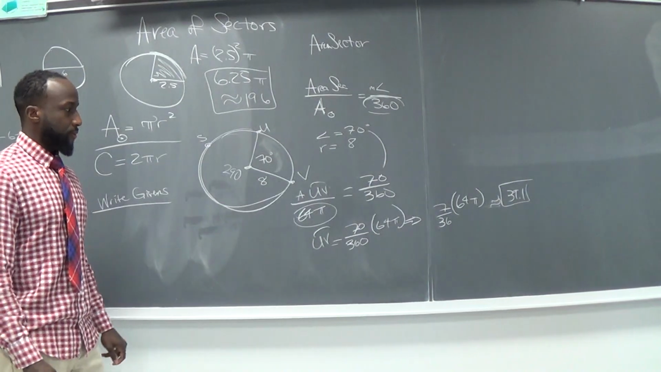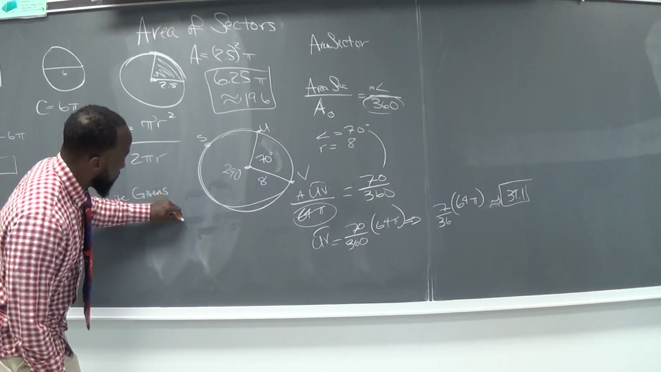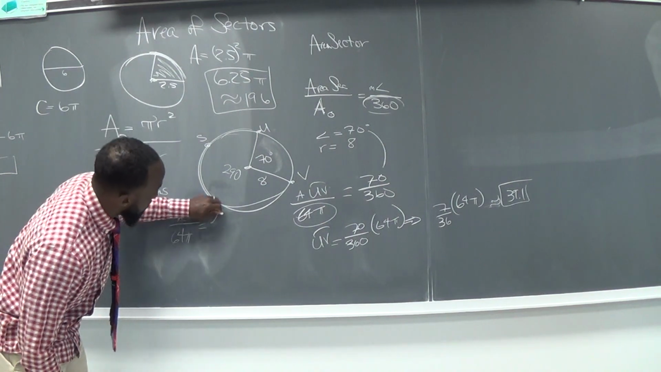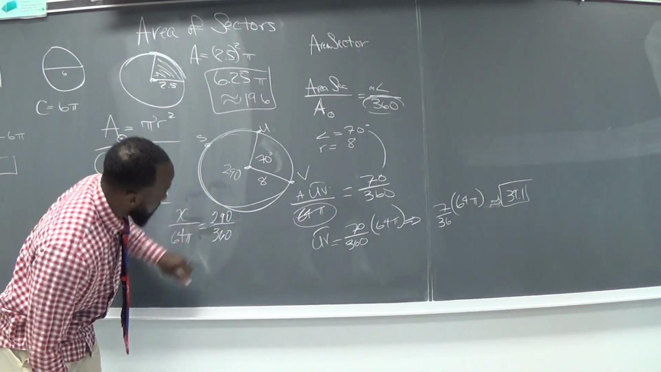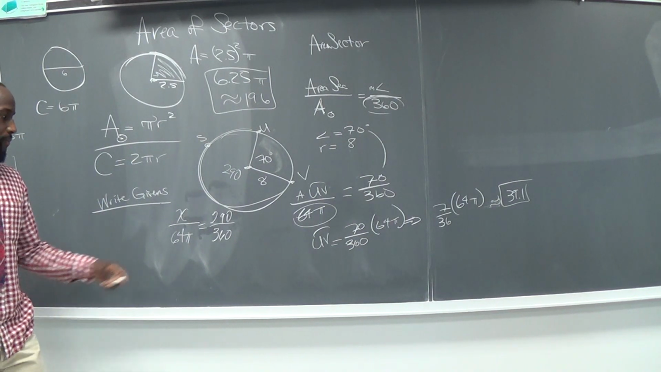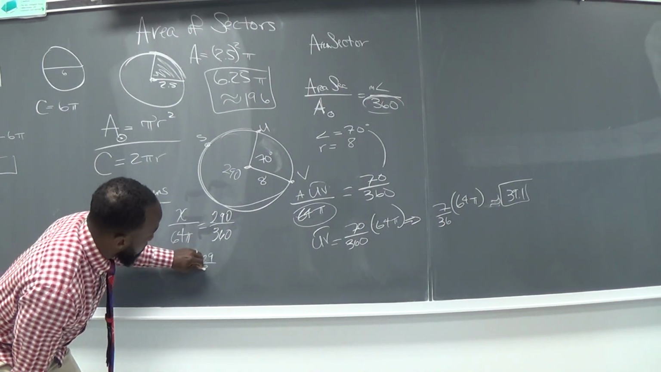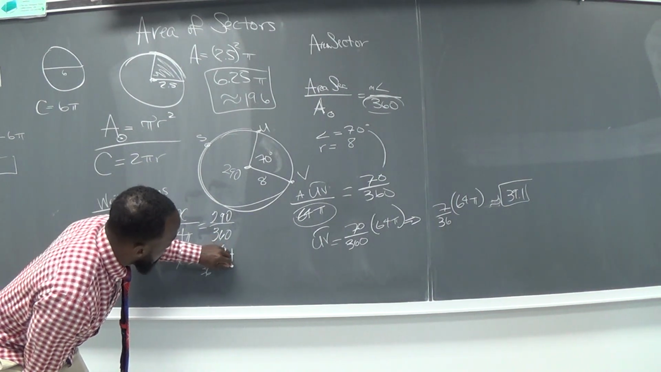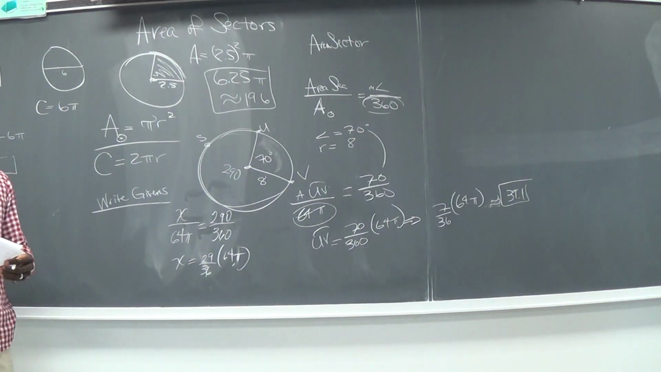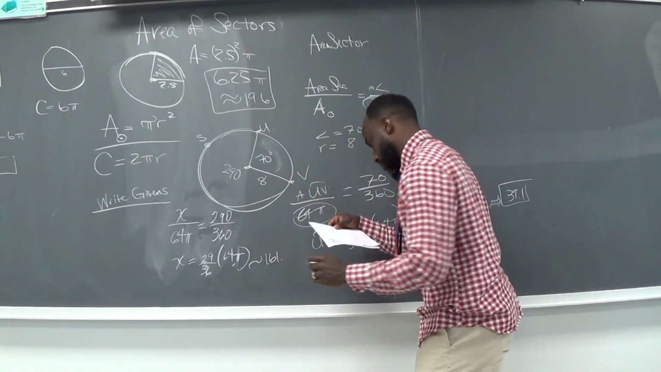And we have our radius. The only thing that changes here is the 70 part. So we have what we're trying to find over 64 pi, again, equals 290 over 360. So you're going to have x equals 29 over 36 times 64 pi, and we get 161.1.